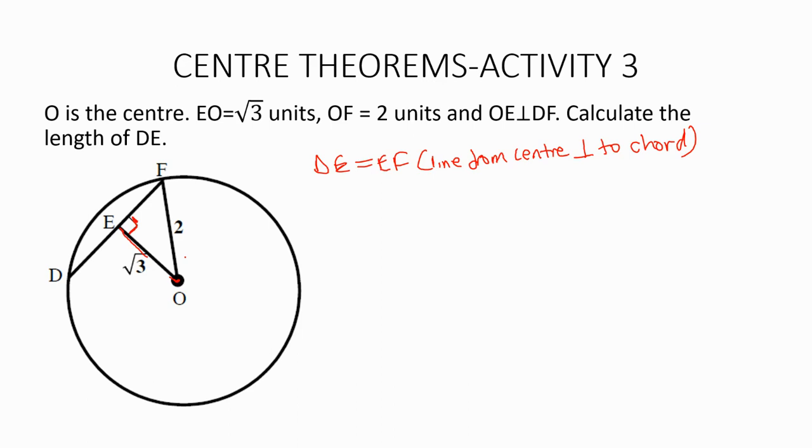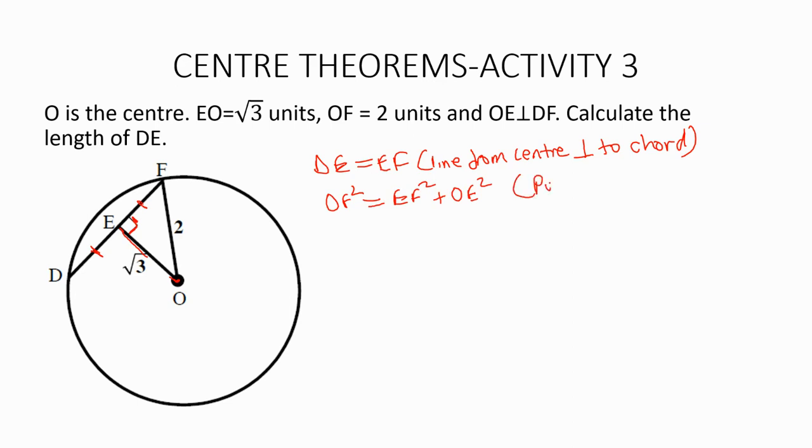Right now, we're saying DE is equal to EF. So when we find EF, we have found DE. Let's find EF. Then triangle FEO is a right angle triangle, so we go back to our Pythagoras theorem. What does it say? The side opposite the 90-degree angle here is OF. So OF squared is equal to EF squared plus OE squared.